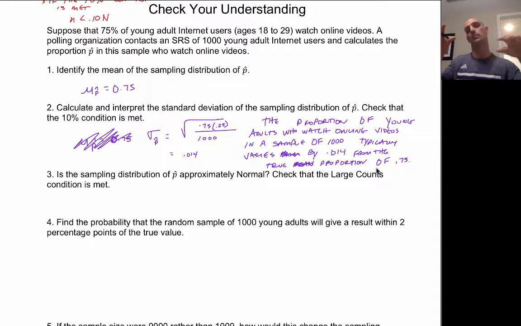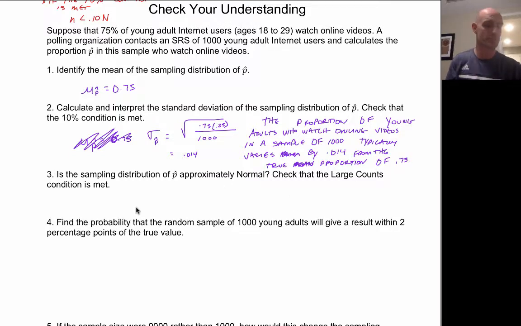So let's see, 75 plus 0.14. So 76, 77.8 down to 73 or so. Somewhere in there is where we're going to find this population of young adults. So is the sampling distribution of p hat approximately normal?